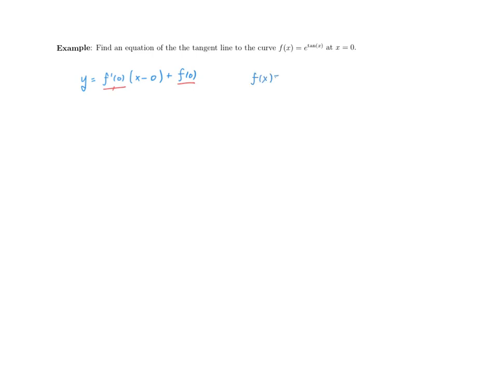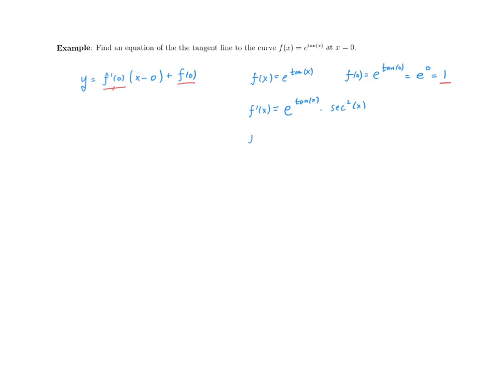For the function e to the tangent of x, we can immediately substitute in 0, and we would have e to the tangent of 0. Tangent of 0 is 0. E to the 0 is 1. So we've determined the first of the two values that we need. F prime x, this fits the form we discussed on the previous page. It's e to a function. The chain rule tells us we differentiate the outside function, evaluate at the inside function, and then multiply by the derivative of the inside function.